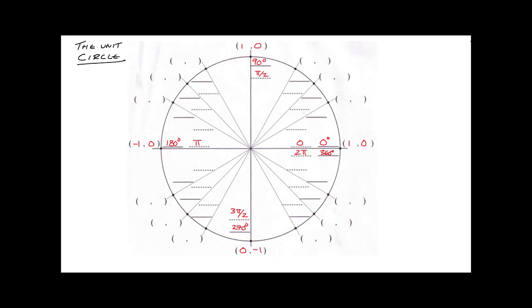All right, let's move on to our 45-degree angles. So remember we took 90 and cut that in half. So 90 cut in half was 45 degrees. Well, what's pi/2 cut in half? That's pi/4.